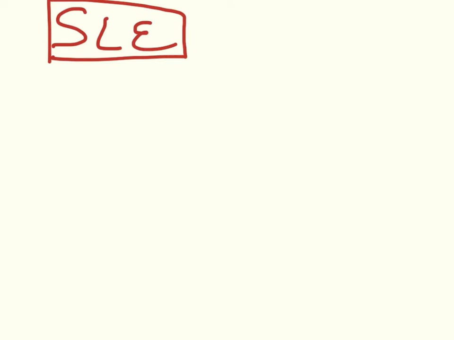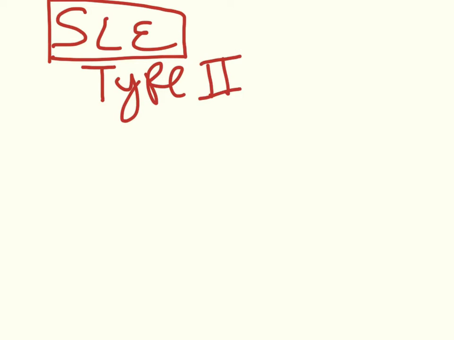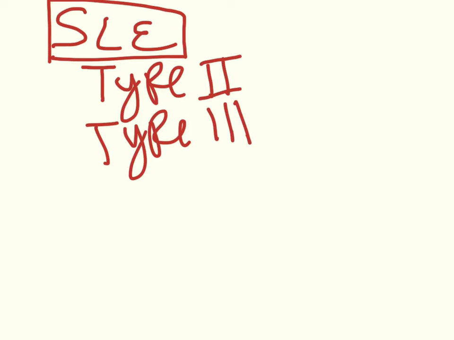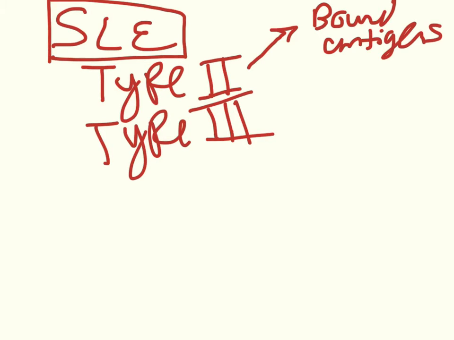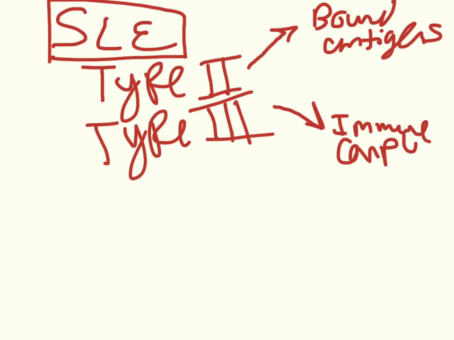So how does that get us to SLE? SLE, systemic lupus erythematosus, is a combination of two types, type 2 and type 3. It is a combination of type 2 and type 3, and so we're going to see features of both type 2 and type 3. So we're going to see features of these bound antigens being attacked at specific locations. We're also going to see deposition of immune complexes in various places where you would see the capillary beds and the filtration system.